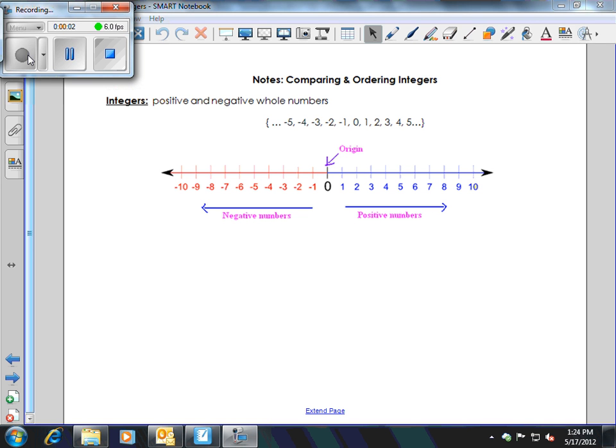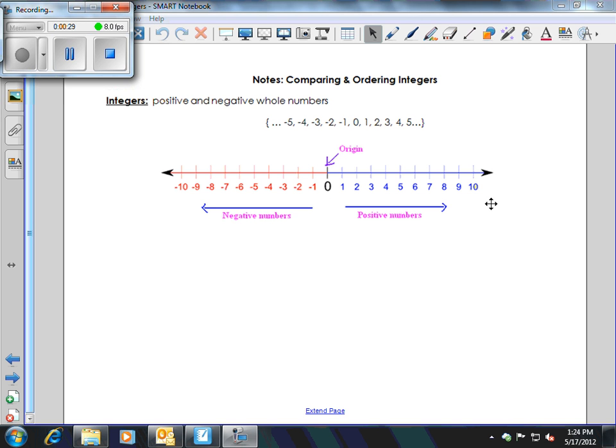Today we'll be beginning our unit on integers, and today we'll actually be talking about comparing and ordering integers. So what exactly is an integer? An integer is any positive or negative whole number, such as 0, 1, 2, 3, 4, 5, or -1, -2, -3, -4, -5. Only whole numbers. No decimals, no fractions here, not yet.